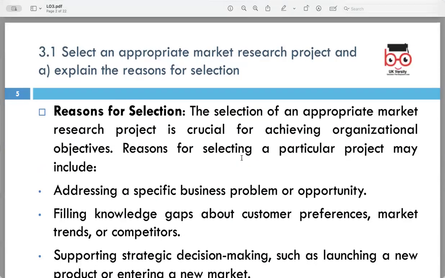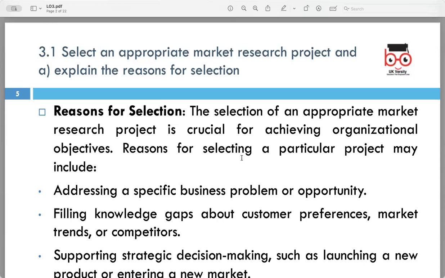Okay, select an appropriate market research project and explain the reasons for selection. Selecting an appropriate market research project is essential for achieving an organization's objectives and strategic goals. Various reasons can drive the selection of a particular research project, each addressing specific needs and opportunities.